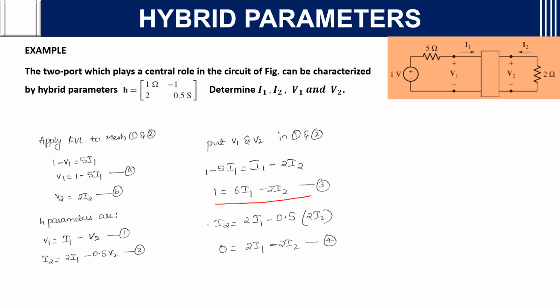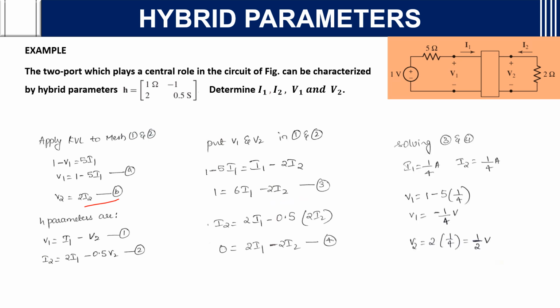Then I2 is equal to 2I1 minus 0.5 V2, and 0.5 V2 is I2, so we get equation 4: 0 is equal to 2I1 plus 2I1 minus 2I2. Solving equations 3 and 4, you will get I1 and I2. I1 is 1 by 4 amps, I2 is 1 by 4 amps. So I1 and I2 you got to know.